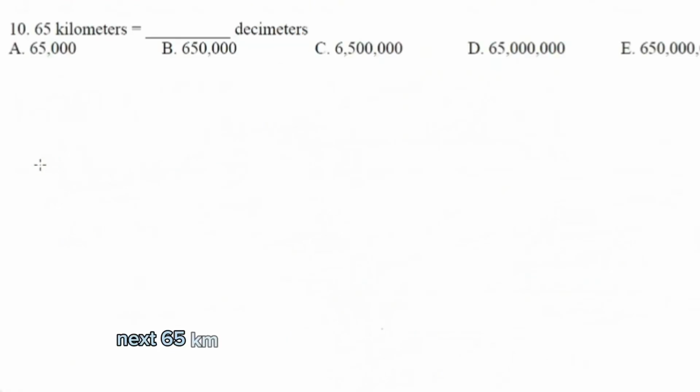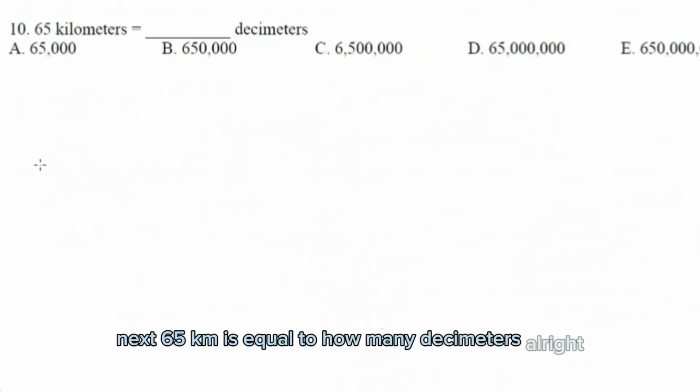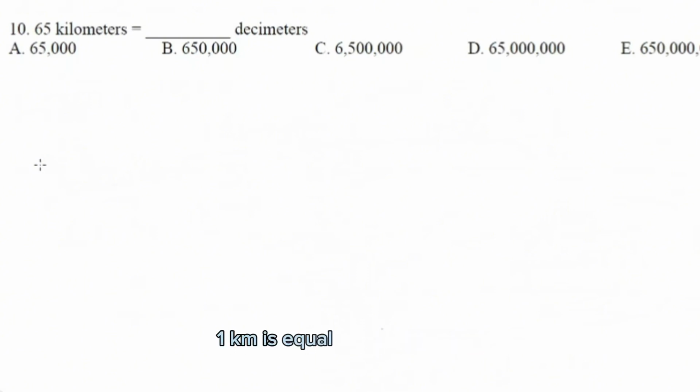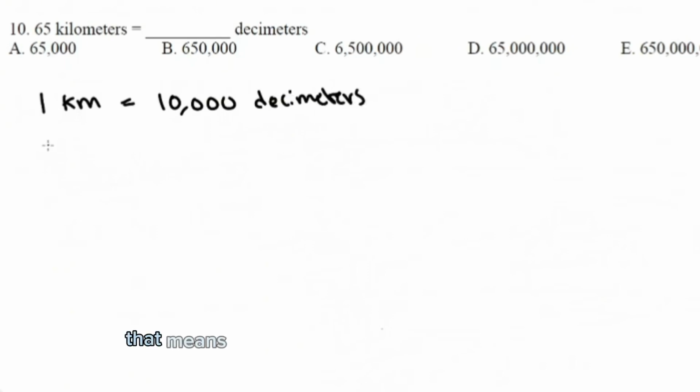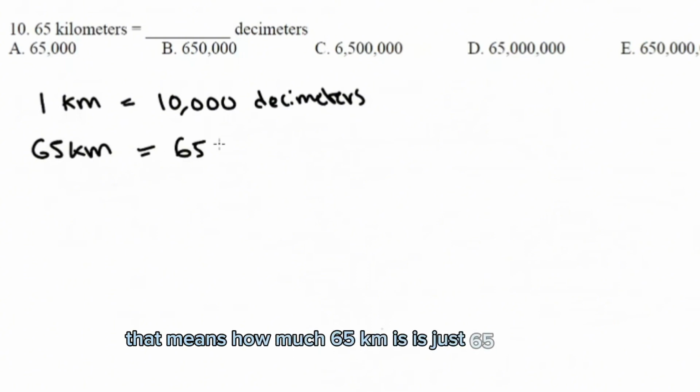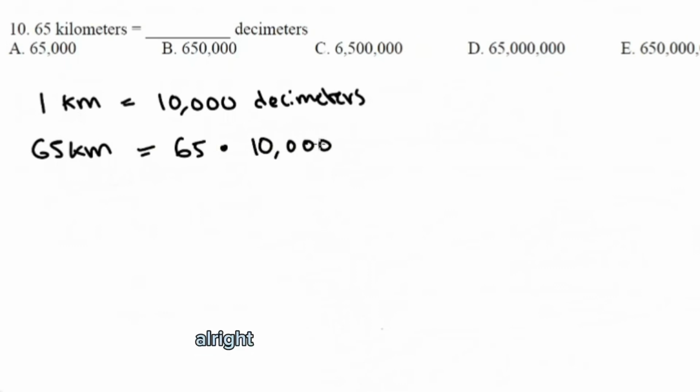Next, 65 kilometers is equal to how many decimeters? Alright, so we first need to know what 1 kilometer is equal to in decimeters. So 1 kilometer is equal to 10,000 decimeters. That means 65 kilometers is just 65 times 10,000. Alright, 65 times 10,000 is just 650,000. And that's your answer.